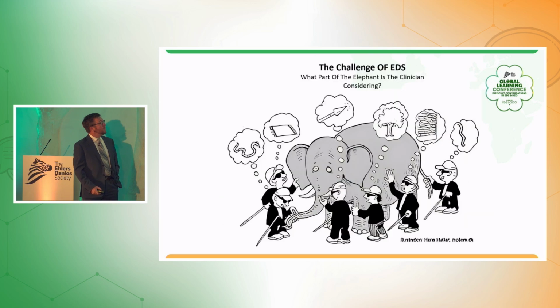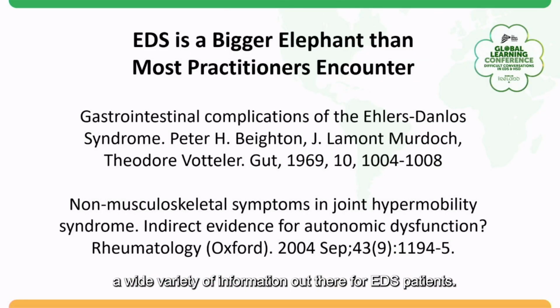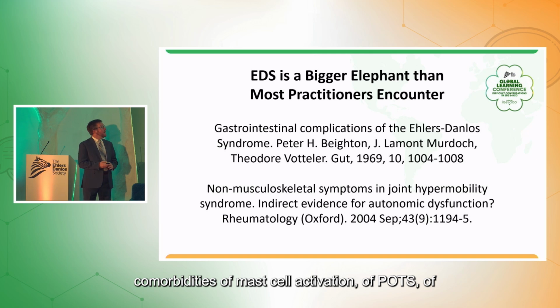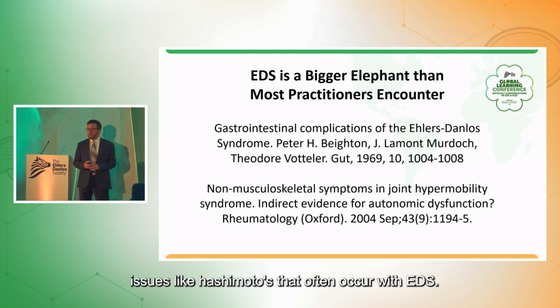What we often see here is that there really is a wide variety of information out there for EDS patients. And the research goes back 60 years connecting the vast array of issues that occur with EDS. When I say issues, I'm talking about the comorbidities of mast cell activation, of POTS, of common variable immunodeficiency, as well as the autoimmune issues like Hashimoto's that often occur with EDS.